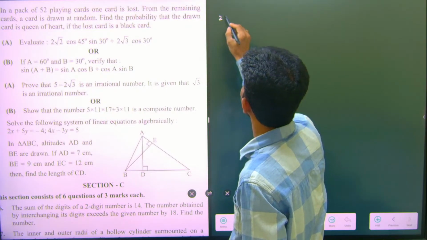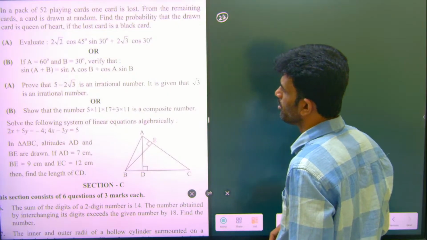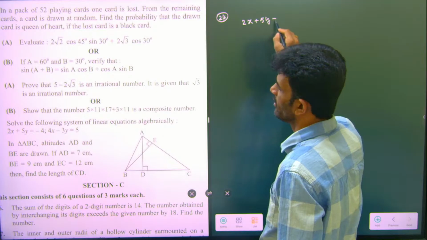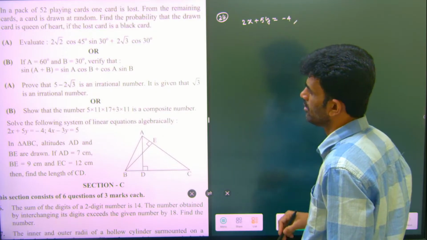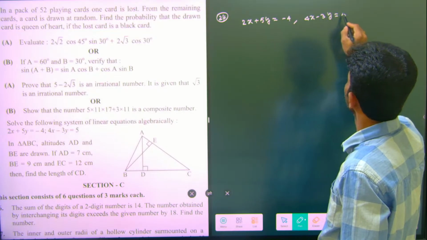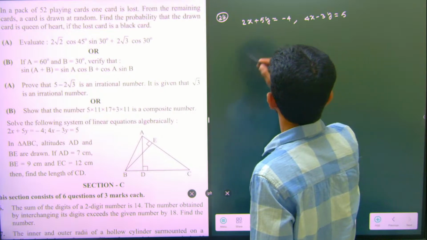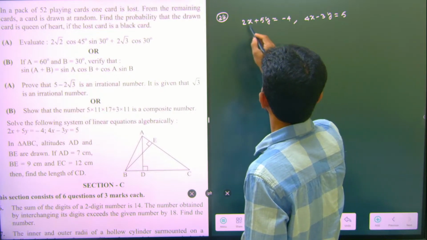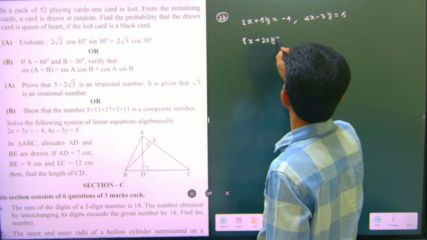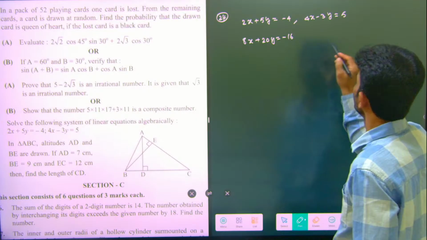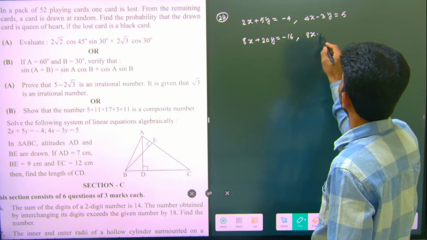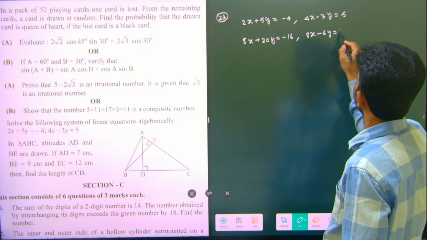24. Question number 24 is also simple. You have to solve the two equations: 2x plus 5y is equal to minus 4, and 4x minus 3y is equal to 5. When we do the elimination method, the first equation we multiply with 4, so it is 8x plus 20y is equal to minus 16. And the second equation we multiply with 2: 8x minus 6y is equal to 10.